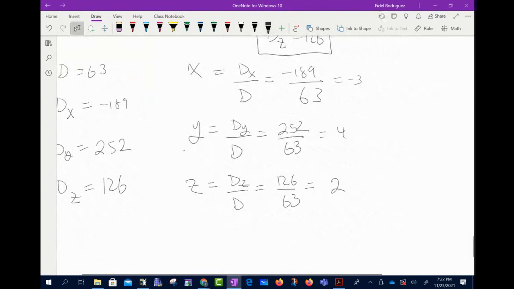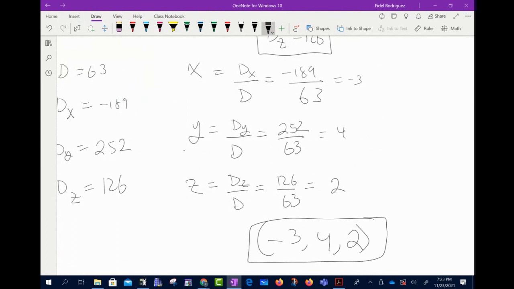Okay. And so what's our answer here? Negative 3, 4, and 2. Okay, and we found our solution using Cramer's rule. Lengthy process, y'all.